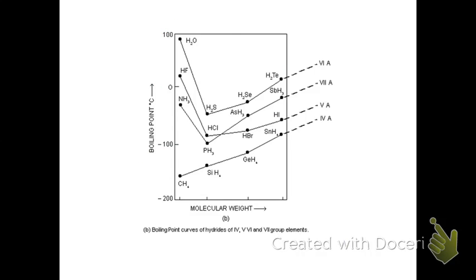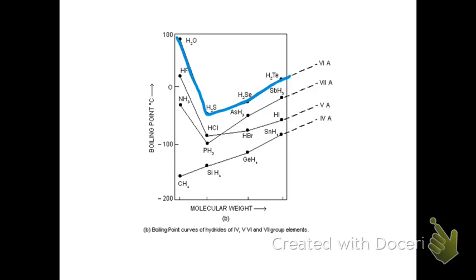Now we're going to look at a different set of molecules and their boiling points. This graph is really important, extremely important. I want you to study this graph for a minute and notice especially the boiling point trend that we see with oxygen, sulfur, selenium, and tellurium. Each one of these is part of a group.